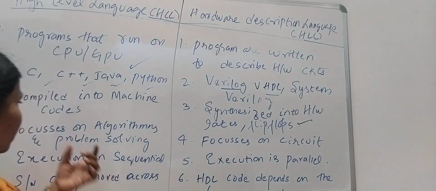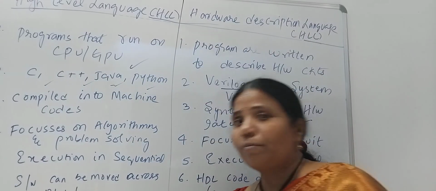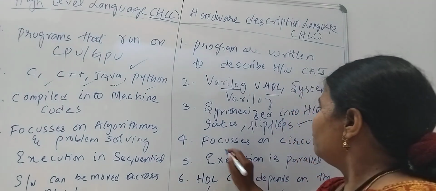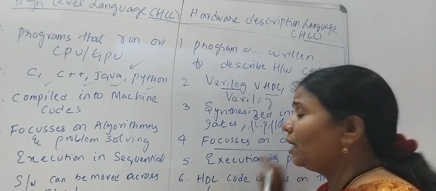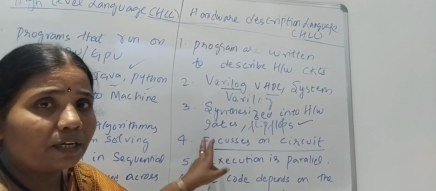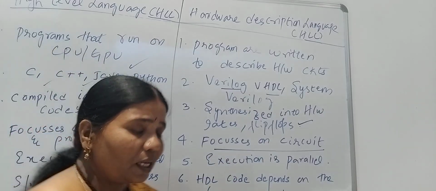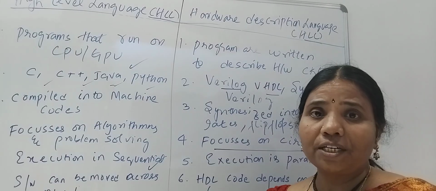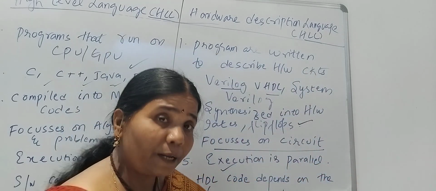Next, whatever you write in a C program, you write it for implementing an algorithm or solving a problem. For that you use a high level language program. Here we are mainly focusing on implementing the circuit functionality. To check the functionality of the circuit, we realize the circuit and check it. These hardware description language programs are written for that. Next, whatever programs you write in a high level language are executed sequentially. Here they are executed in parallel, that means two or more programs are executed parallelly.